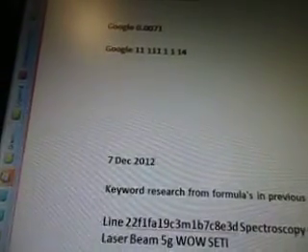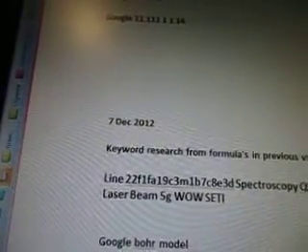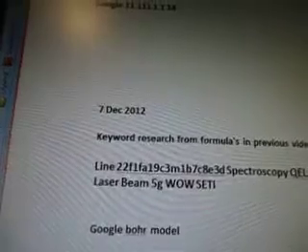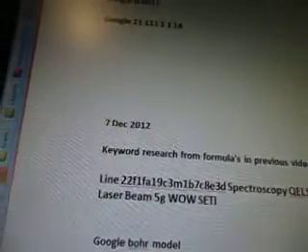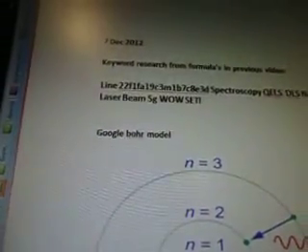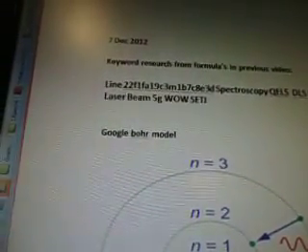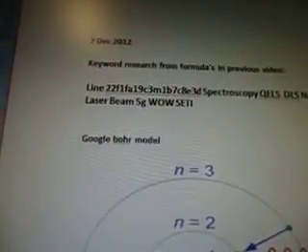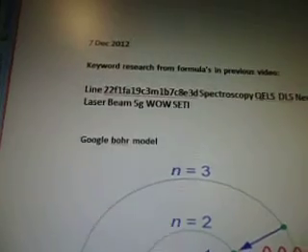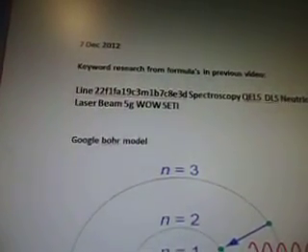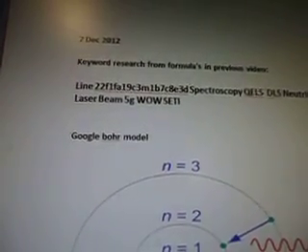There are about 10 videos in this particular section, if you're working on the engine part, or the power for the engine. We have laser beams, X-rays, microwaves, and crystals in the formulas, okay? So December 7th, 2012, today is December 25th. The keyword research from formulas in the previous video is line 22 F1FA19C3M1B7C8E3D, Spectroscopy QELS DLS, Neutrino laser beam 5G Wow Seti.